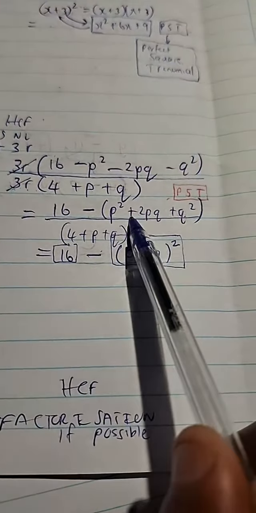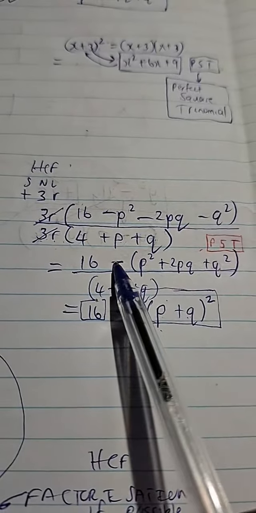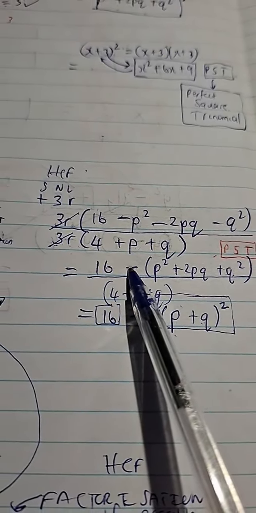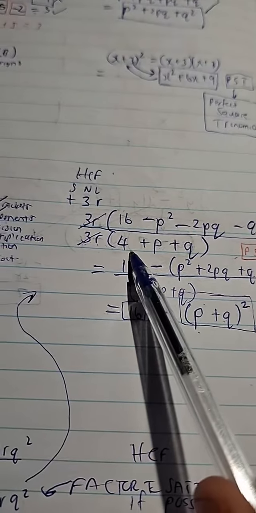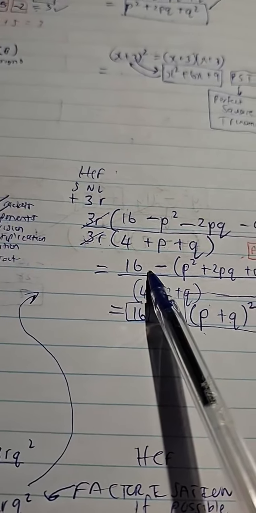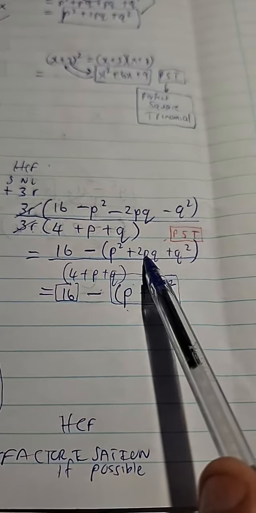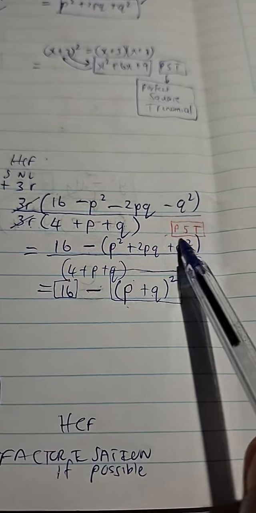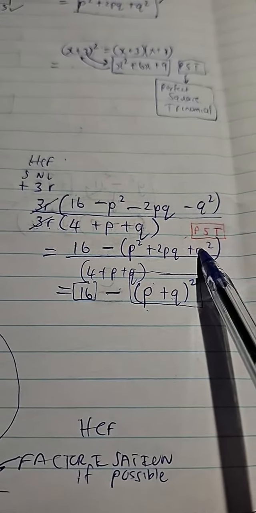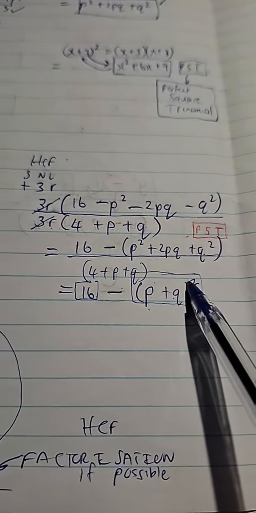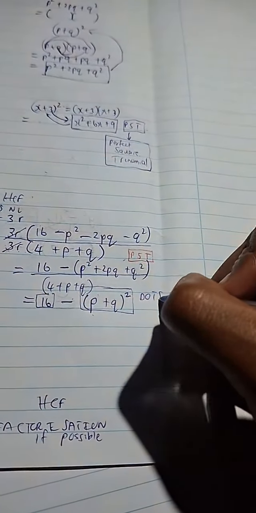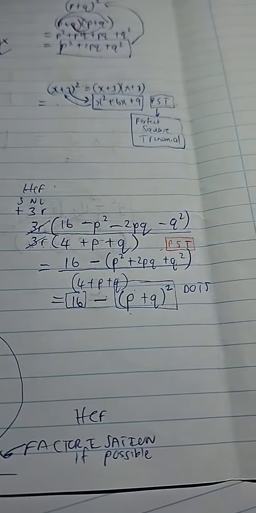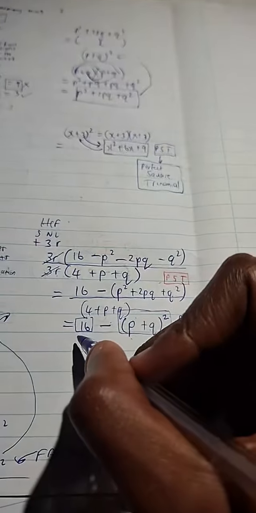Because I have the eyes to see a perfect square trinomial, for these three terms I took out a negative sign. Why? So that I can see a difference of what? Of two perfect squares. 16 is a perfect square. P squared plus 2pq plus q squared is a perfect square trinomial, which can be written as p plus q the whole thing squared. All right. Now, I'm going to apply difference of two squares factorization to this. Please check me out. Apply it to the numerator.